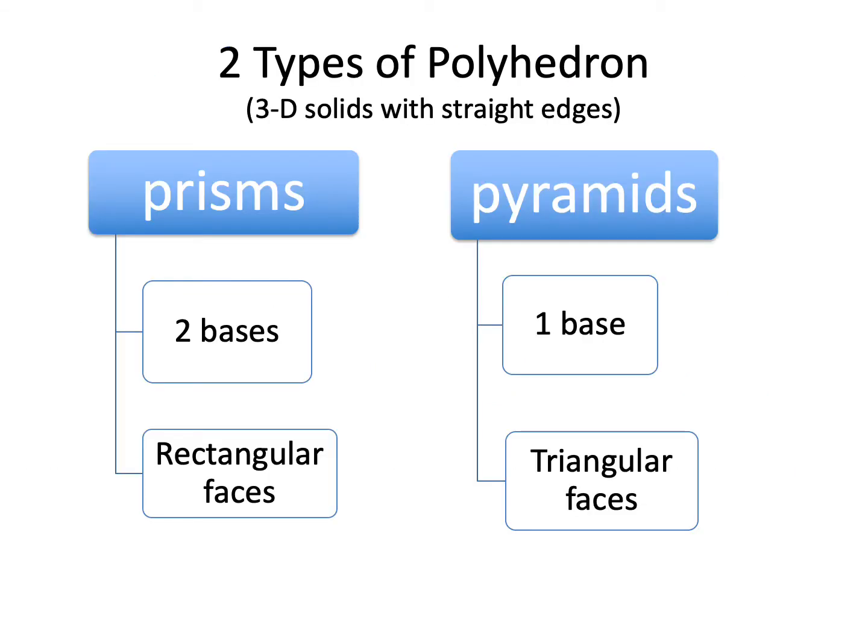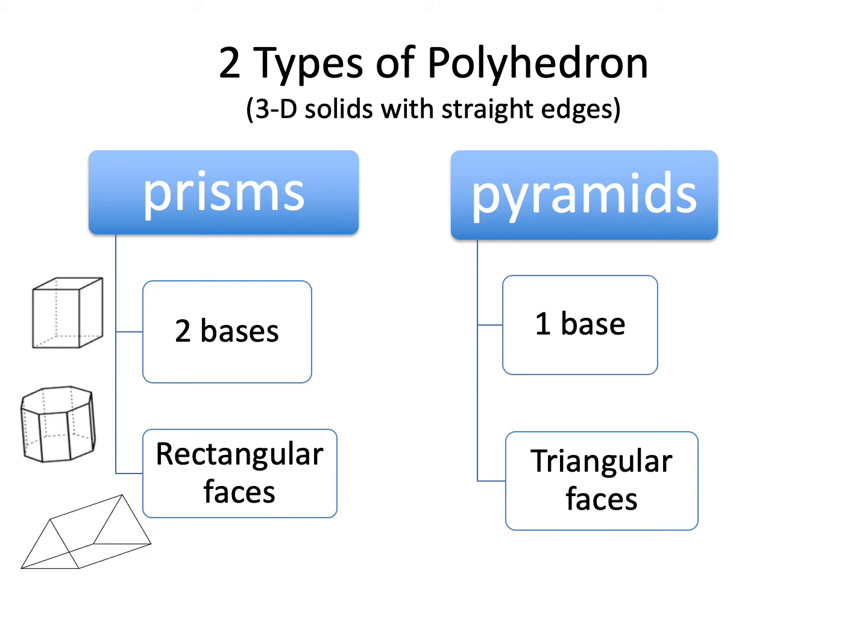There's 2 types of polyhedron, 3D solids with straight edges. The 2 types are called prisms and pyramids. Prisms have 2 bases and rectangular faces. Some examples are this rectangular prism. It has 2 rectangular bases and rectangular faces. This is an octagonal prism. It has an octagon base, or 2 octagonal bases and rectangular faces. There are 8 rectangular faces.